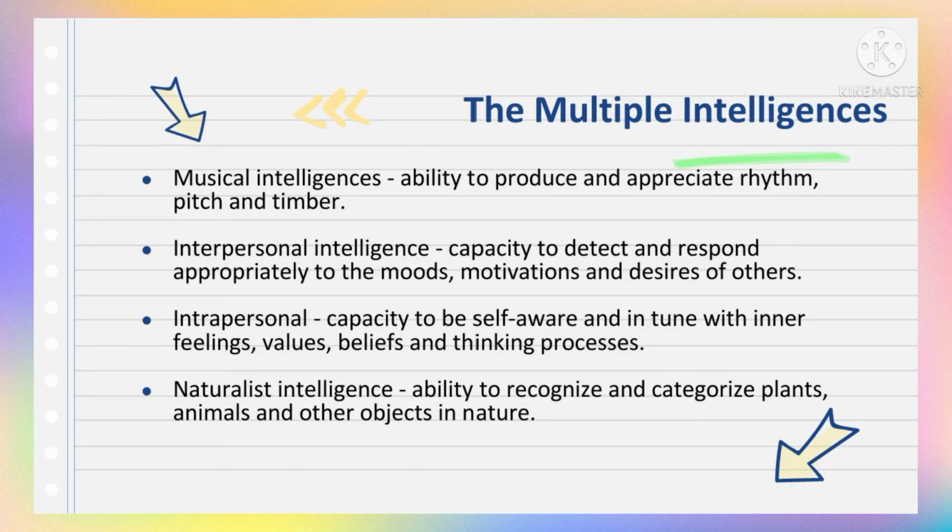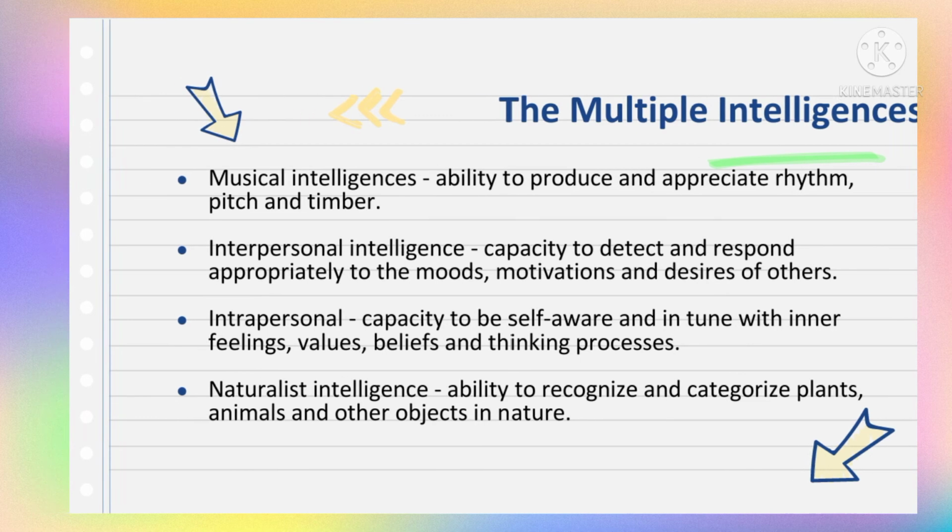Musical intelligence. It is the ability to produce and appreciate rhythm, pitch, and timbre. Next, interpersonal intelligence. It is the capacity to detect and respond appropriately to the moods, motivations, and desires of others. Next, intrapersonal intelligence. It is the capacity to be self-aware and in tune with inner feelings, values, beliefs, and thinking processes. The next one is naturalist intelligence. It is the ability to recognize and to categorize plants, animals, and other objects in nature.